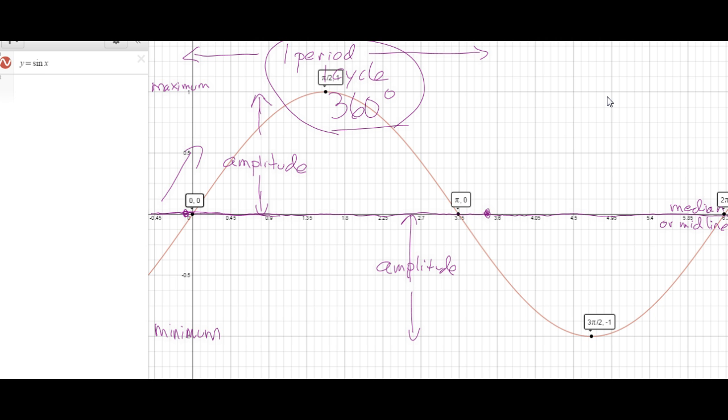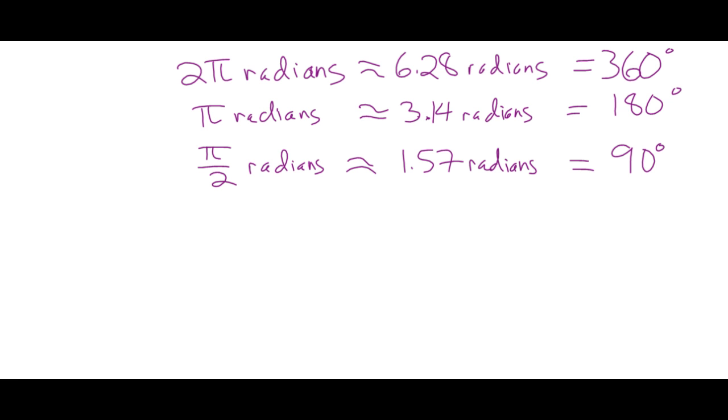Okay, so we've got 0, 0. Now notice, instead of 90 degrees, it's pi over 2. But we know that, right? 90 degrees is pi over 2 radians, which is about 1.57 radians. If you just take pi and divide it by 2, you get about that, which is 90 degrees.